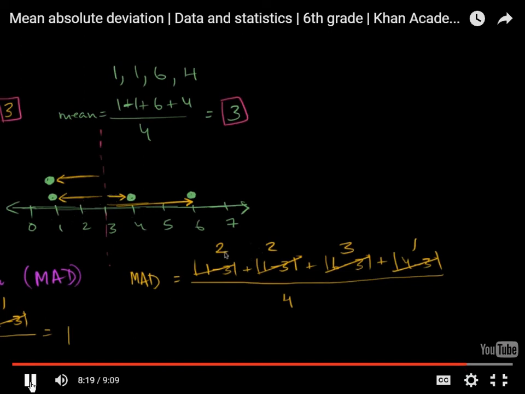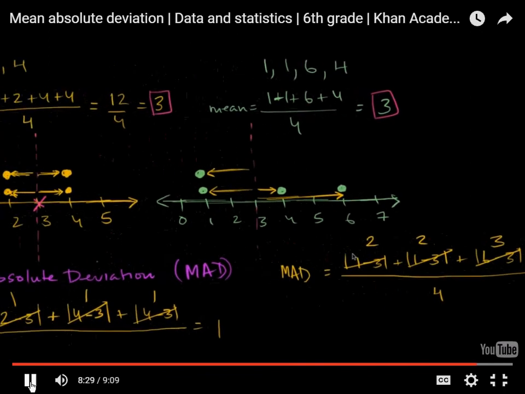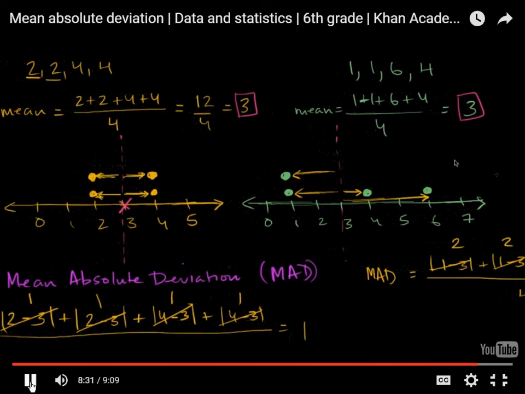And so what do we have? We have 2 plus 2 is 4, plus 3 is 7, plus 1 is 8, over 4, which is equal to 2. So the mean absolute deviation, let me write it down. For this data set, the mean absolute deviation is equal to 2, while for this data set, the mean absolute deviation is equal to 1.